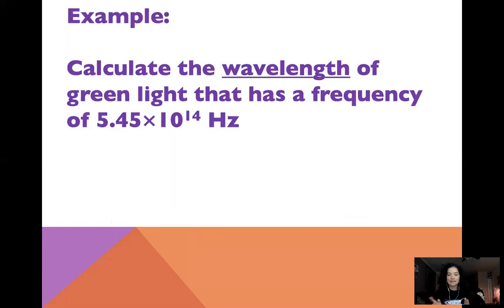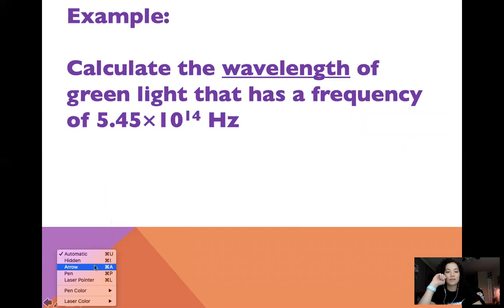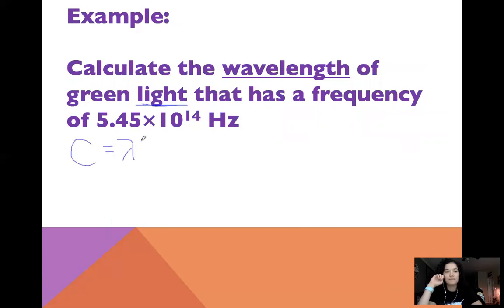All right, I've got an example, you've got a problem, and then you're free. So we are going to calculate the wavelength of green light that has a frequency of 5.45 times 10 to the 14 hertz. So we've got light. So that means I'm going to use c equals lambda f. I'm sorry, not v, lambda f. My bad. If it's light, what is c? 3.0 times 10 to the 8 meters per second.